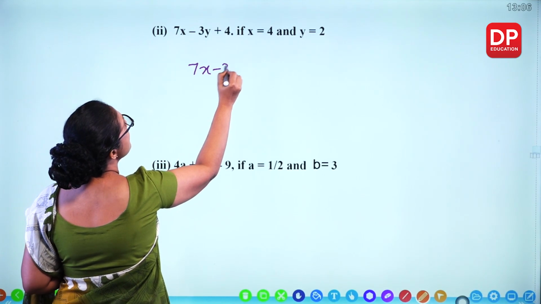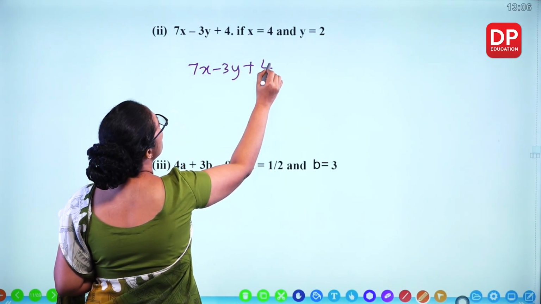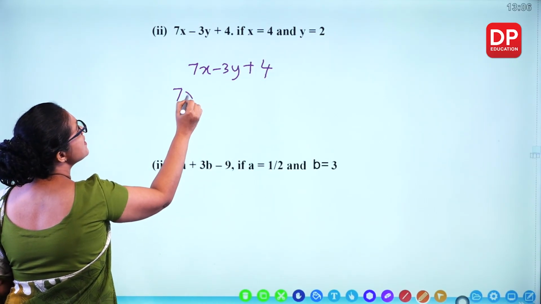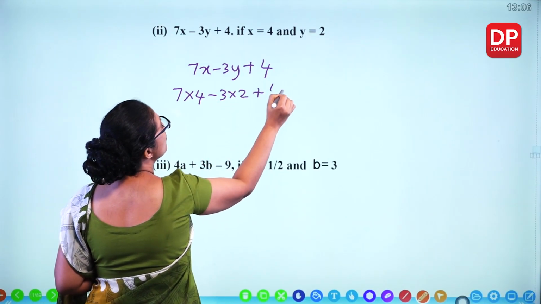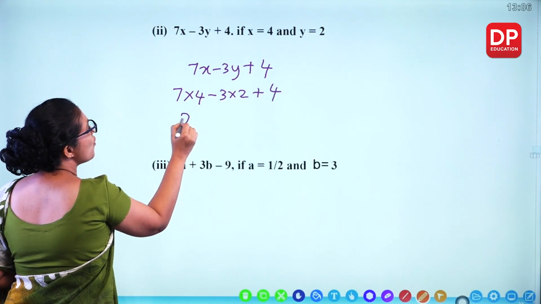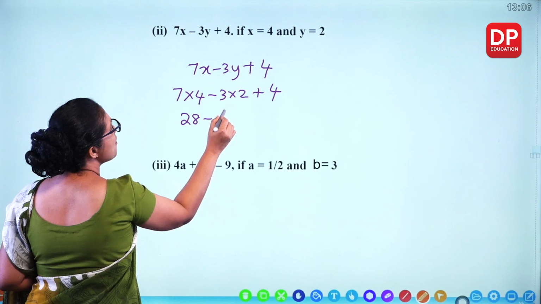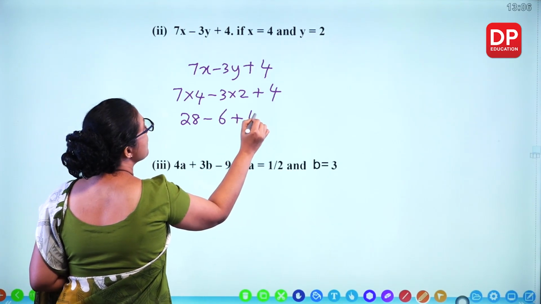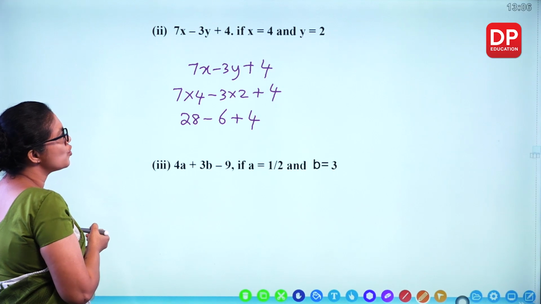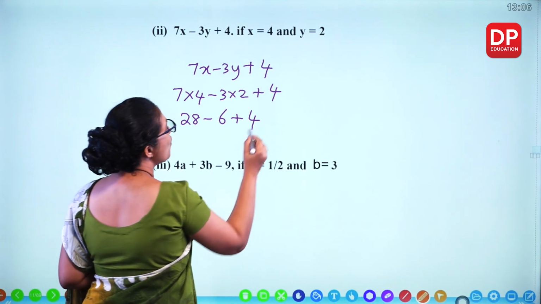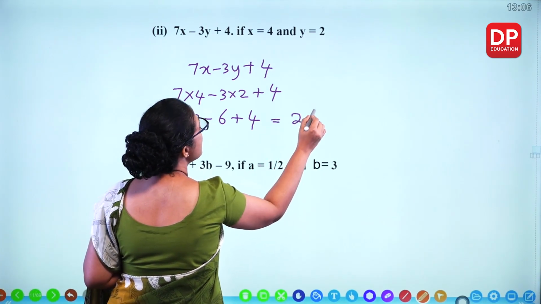7x minus 3y plus 4. X equals 4. That means 7 times 4. Y equals 2. 7 times 4, 28. 3 times 2, 6. 28 minus 6, 22. 22 plus 4, you get 26.